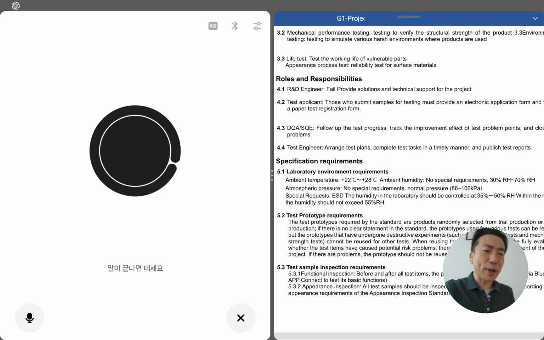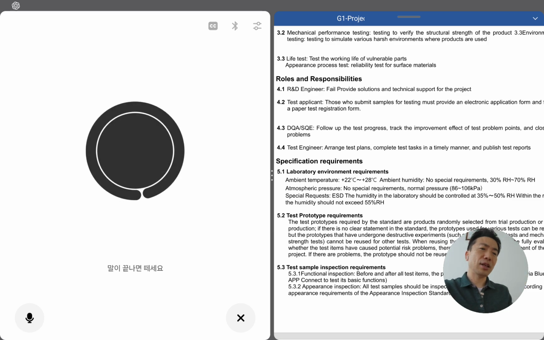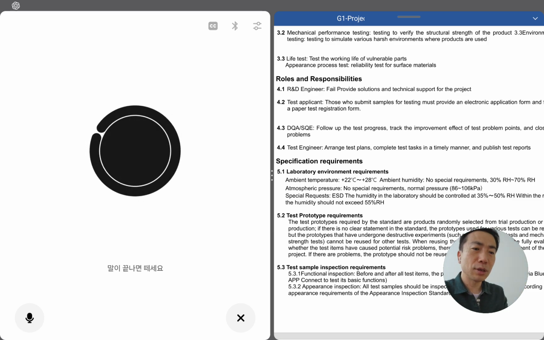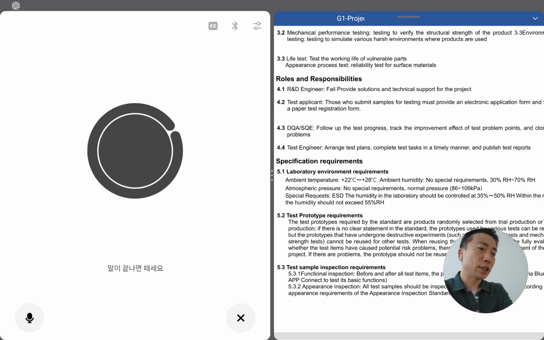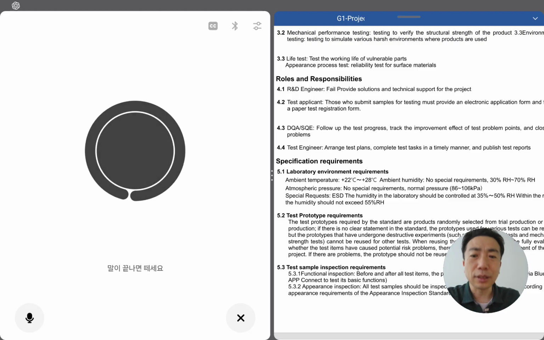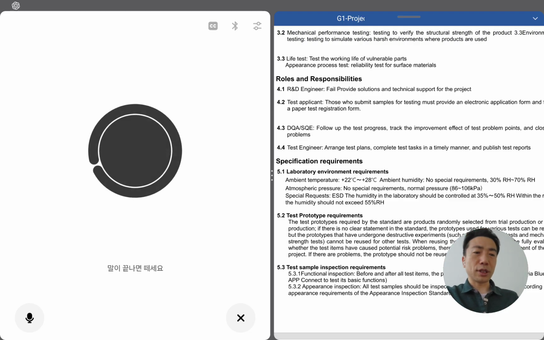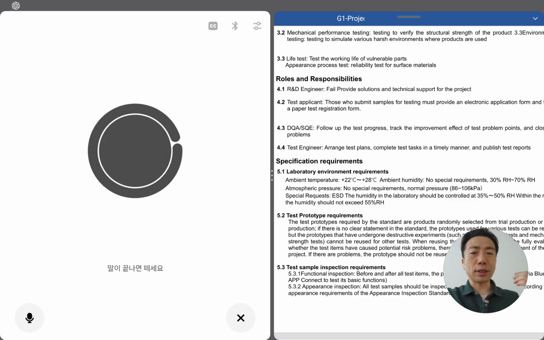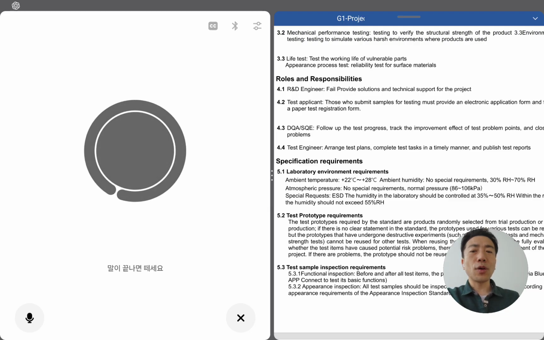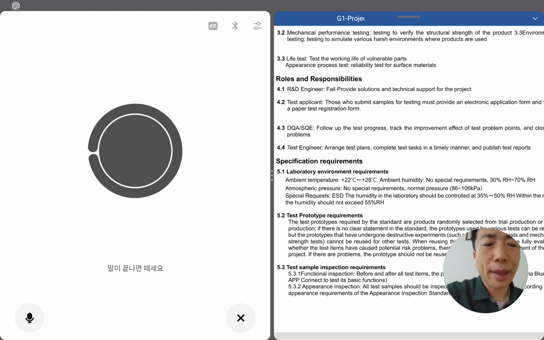GPT, how many times have I told you? Readability. Don't use difficult words. When I want to explain a situation clearly, I think readability is not a good word in this context. So how about this one? Listen to it. If I were the writer of this document, I would present these laboratory environment requirements in a table for easier understanding.